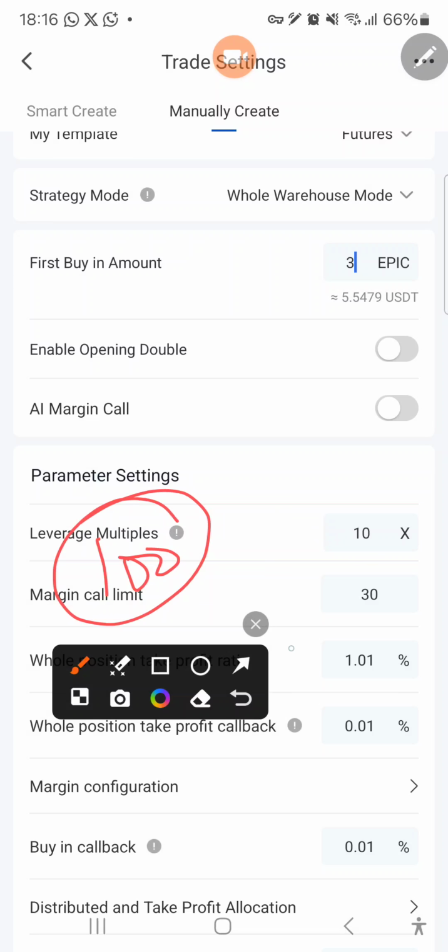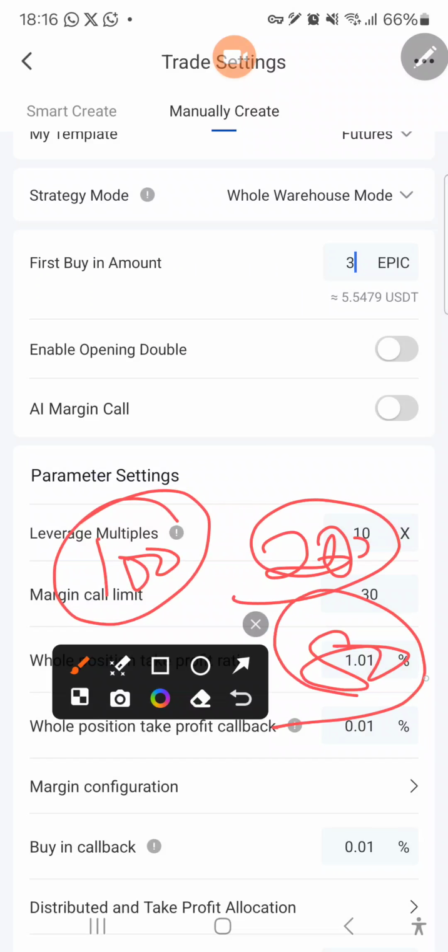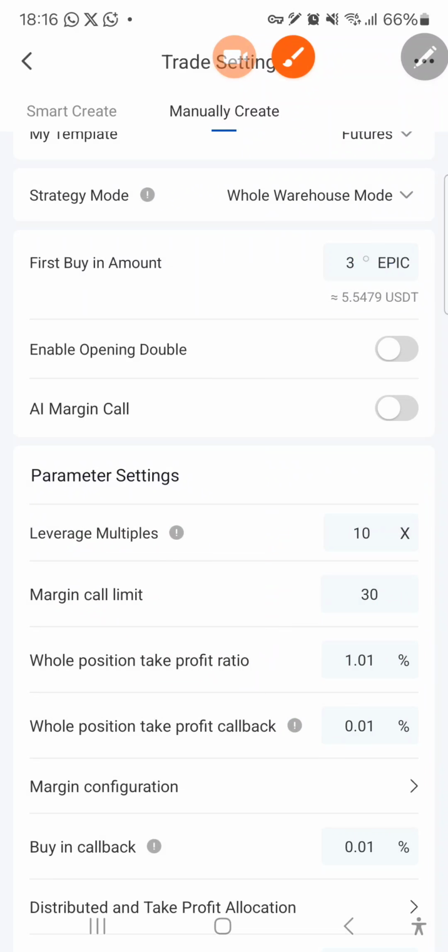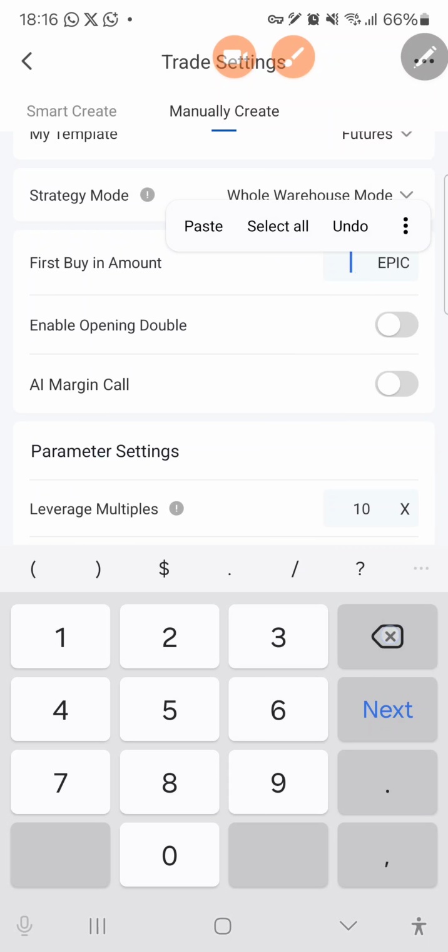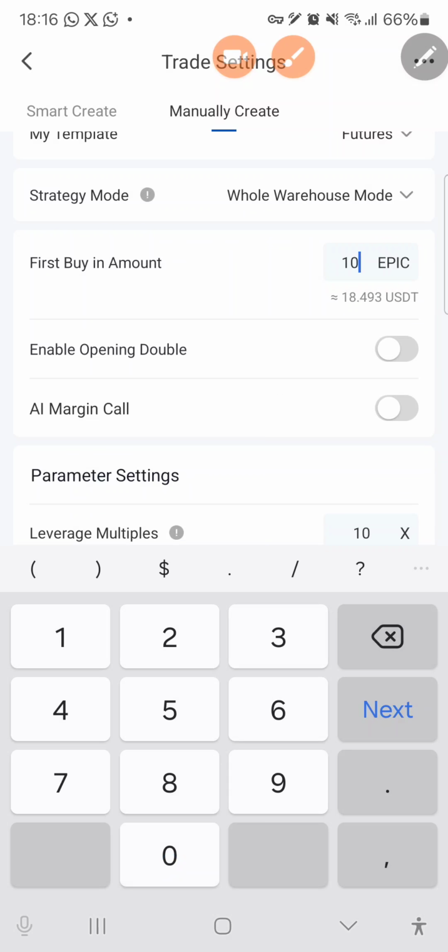Now, suppose I have $100 and I want to use 20% of my capital, which is $20, as first buying amount. In this case, I'm going to ask what is 20 USDT, because that is going to be my first buying amount. Let me look at 10 epic. You see, 10 epic are giving me 18 USDT. Now, I want to use 20 USDT in the first buying amount.